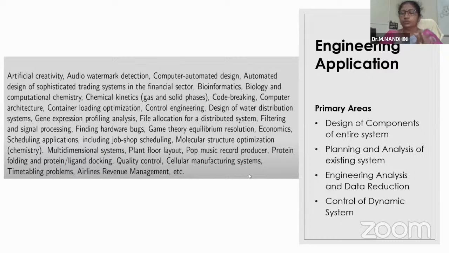So here you see, whatever the application may be, it is generally aimed at broad areas where optimization has to be concentrated: design of components of the entire system, planning and analysis of existing systems, engineering analysis and data reduction. Data reduction means the size and volume are to be optimized. Then control of dynamic systems. So this is the broad view of the areas where optimization is to be concentrated in engineering applications.